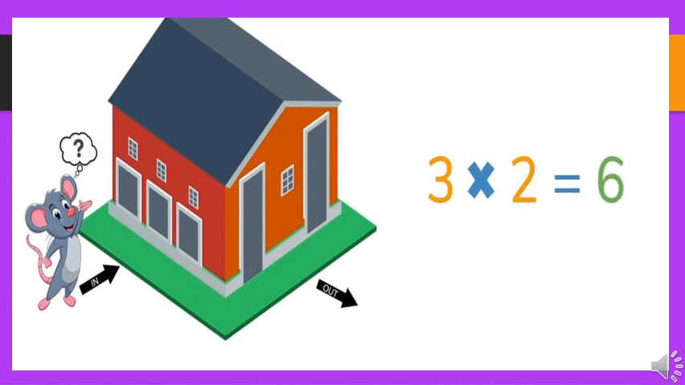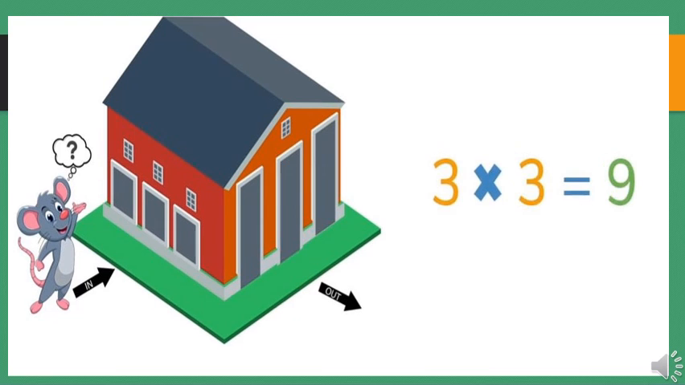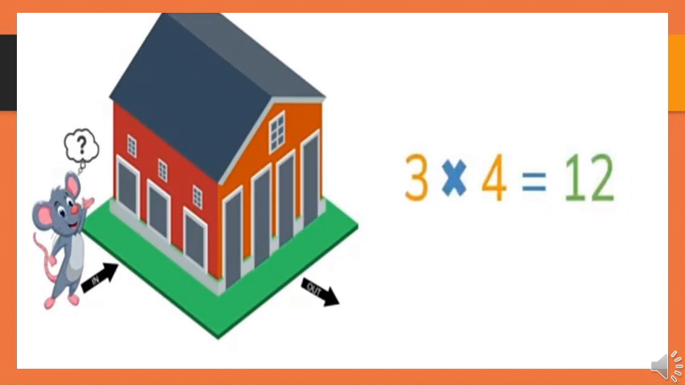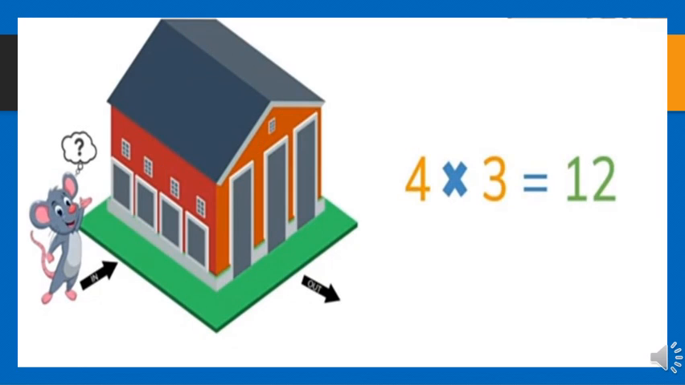There are 3 input doors and 2 output doors. So 3 into 2 is equal to 6. Here there are 3 input and 3 output doors. Total number of ways is 3 into 3, which is 9. Here there are 3 input doors and 4 output doors. That is 3 into 4 is equal to 12. Here there are 4 input doors and 3 output doors. That is 4 into 3 is equal to 12.